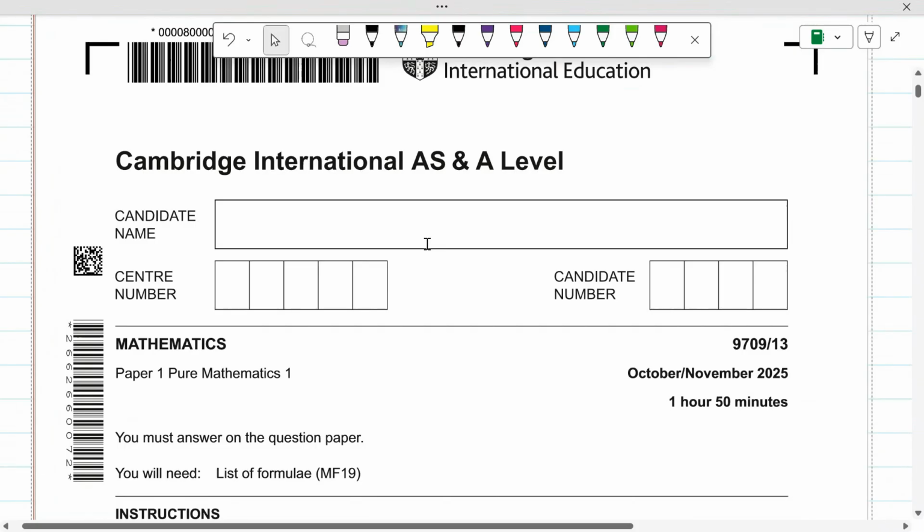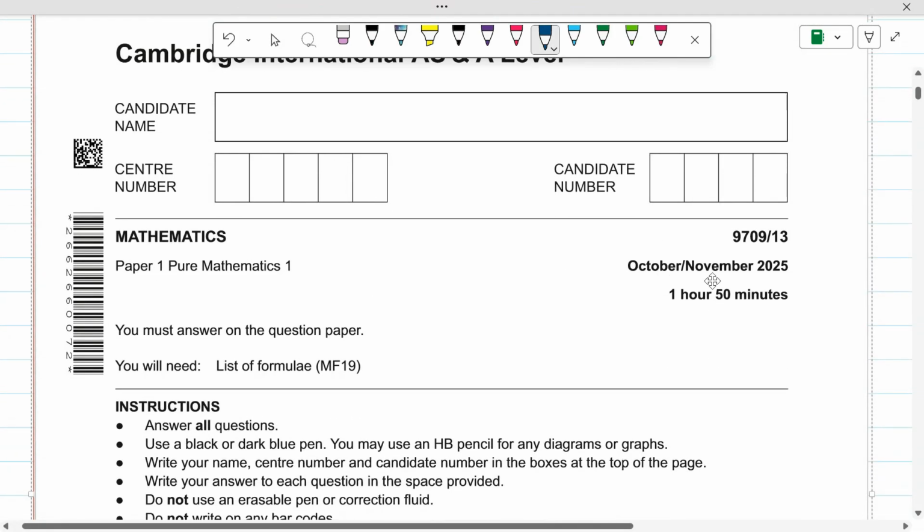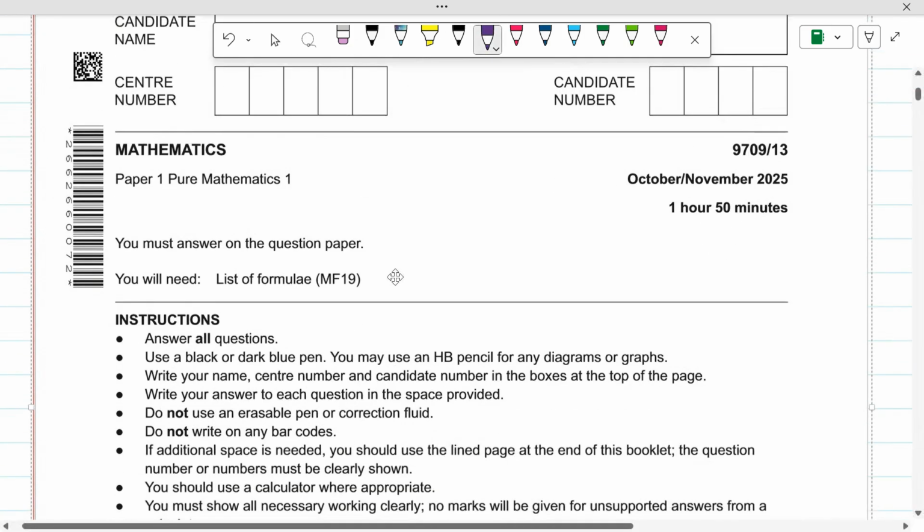Hi everyone, we are going to start Cambridge International A and AS level for the session October-November 2025. The code is 9709/1 for the subject Pure Mathematics 1 and this is variant 3. Let's move to question number 1.